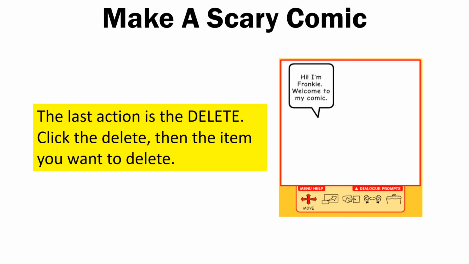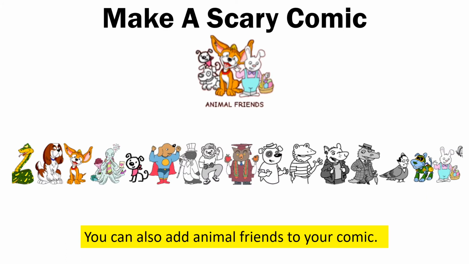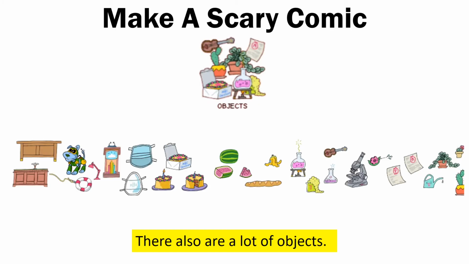comic or the balloon. You can also add animal friends to your comic. As you can see here, there's dogs and lizards and birds and all kinds of fun stuff to add. There are also a lot of objects. There's a watermelon and a cake or a baguette. So that can add fun detail to your comic.